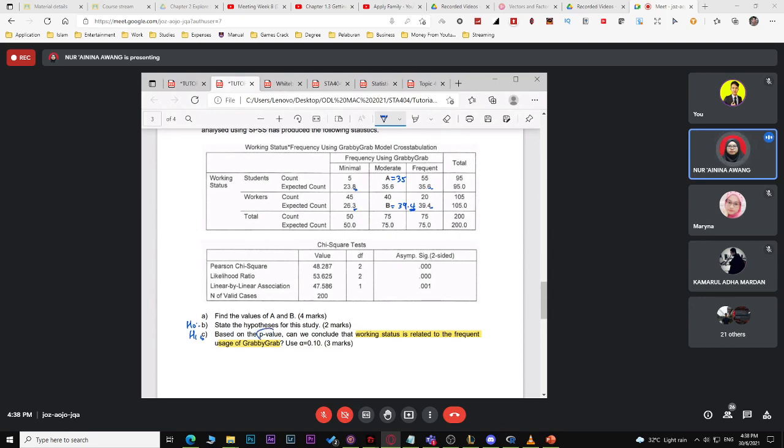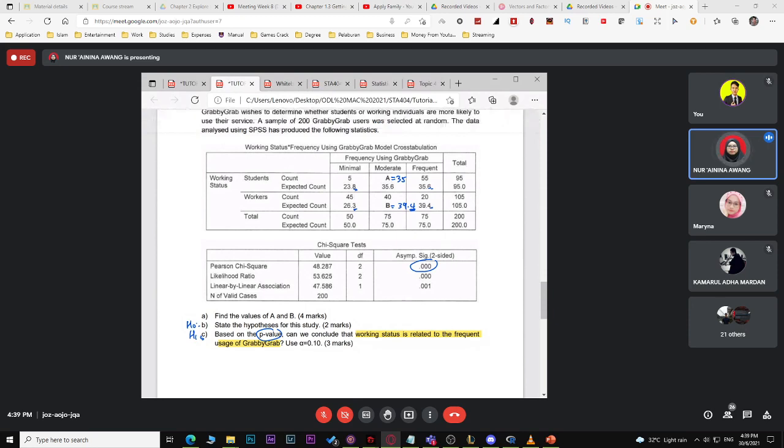And then for C, use P value. So this is your P value. You compare with 0.10. Since your P value is less than 0.10, so you reject your H null. Okay. So bila you reject, you say that working status is related to the frequent usage of gravy grab, or there is enough evidence to conclude that working status is related to the frequent usage of gravy grab.